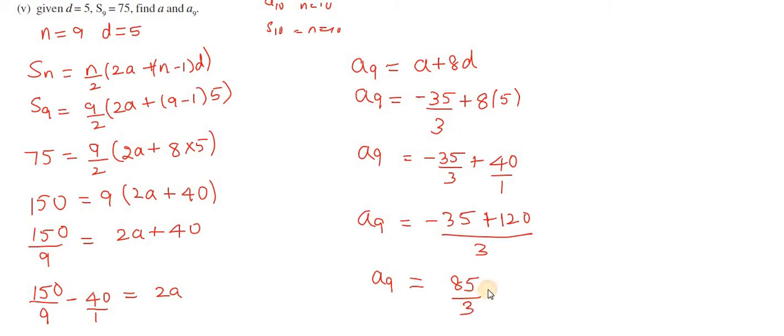divided by 3. So what is 85 divided by 3? We're not able to divide it further. If we divide it, we'll get a decimal number, and we don't want to keep the answer as a decimal number, so keep it as it is. Therefore a9 is equal to 85 by 3. I hope all of you understood. Okay, a9 is equal to 85 by 3. Fine, we'll go for the next problem.